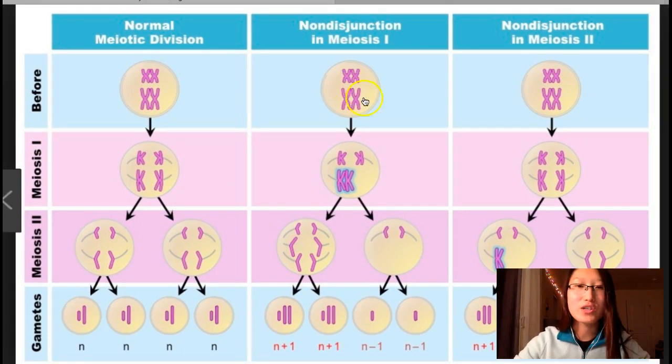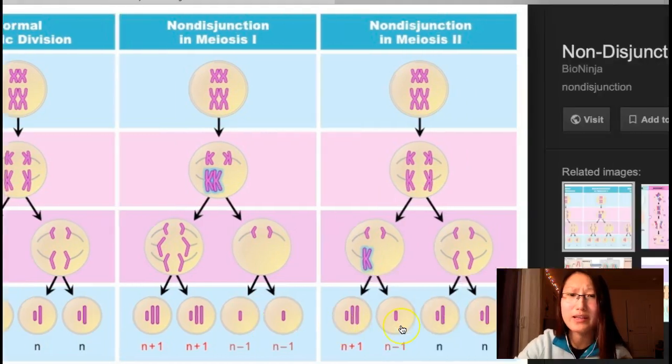Then non-disjunction can happen during meiosis 1, where the homologous chromosomes don't separate from each other. The result is that 2 of the daughter cells would only have 1 chromosome, or be 1 short, or it could have 1 extra one. So these are going to be called trisomy, and these are called monosomy, I think.